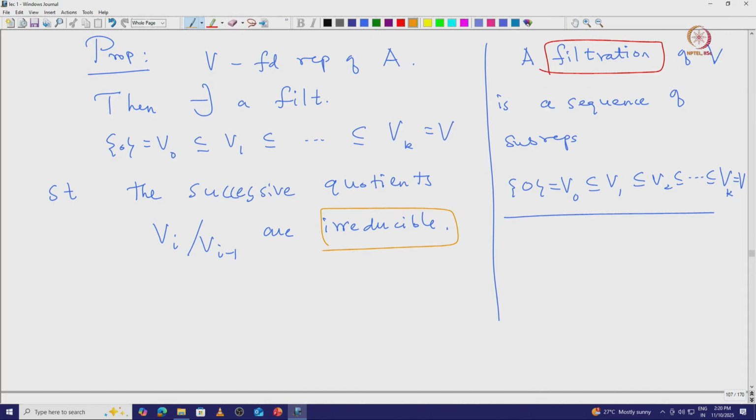We have this filtration satisfying this property. Let us prove this. This is indeed a very important result that tells us that any finite dimensional representation is built from these irreducibles. Let me make some comment about it later. Let us first prove this. The proof uses just an induction on the dimension of V. Of course, the base case is very clear.